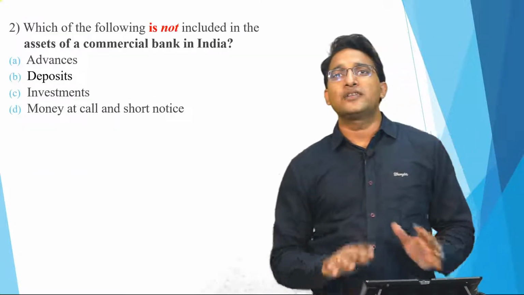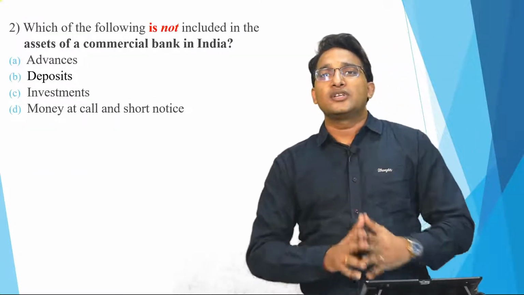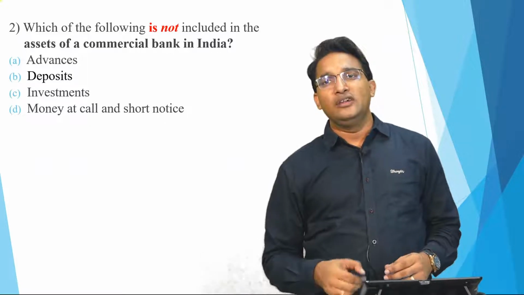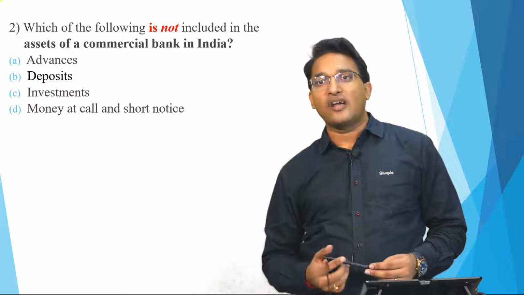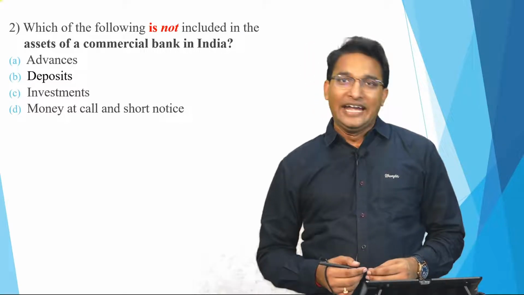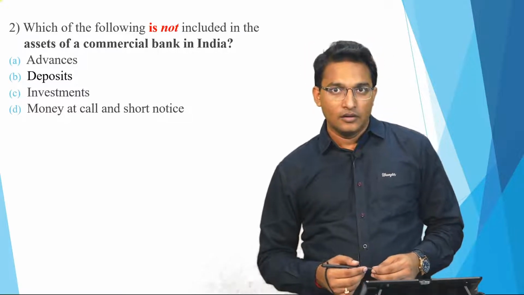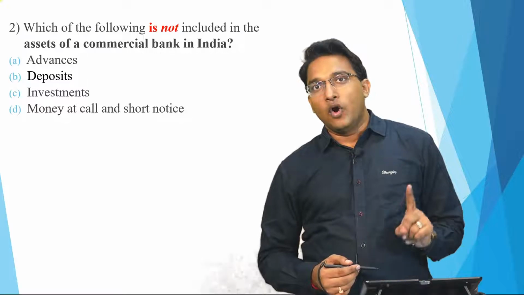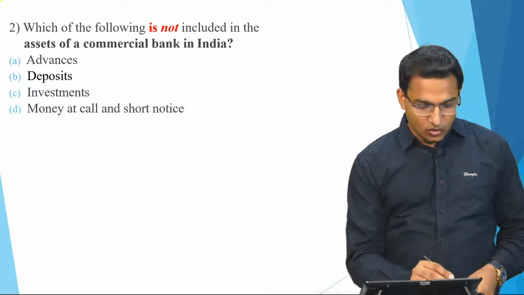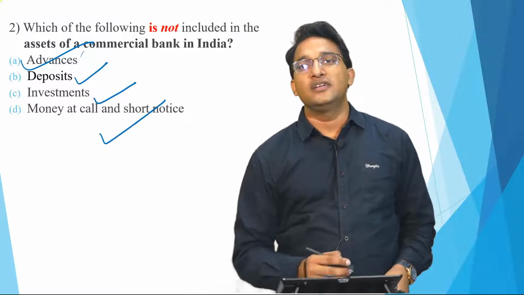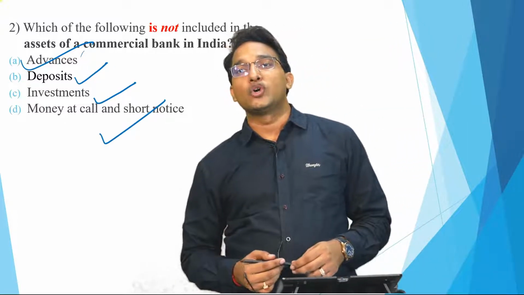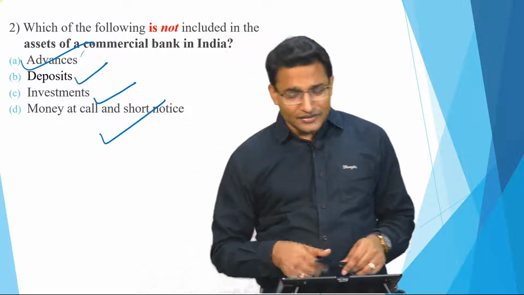Now coming to the second question. The second question is, which of the following is not included in the assets of a commercial bank in India? Option A is advances, option B is deposits, option C is investment, and option D is money at call and short notice. Now let us discuss.